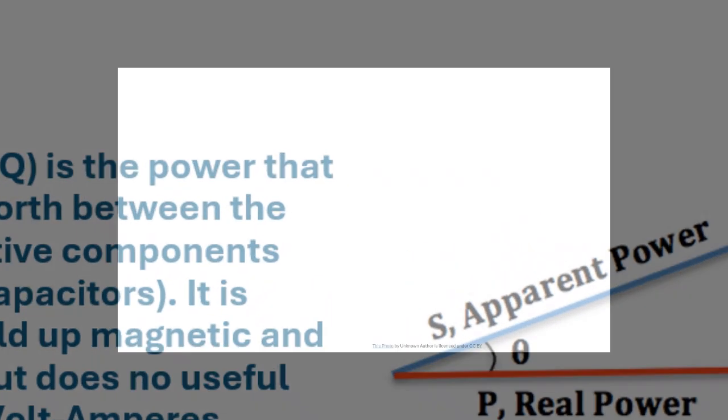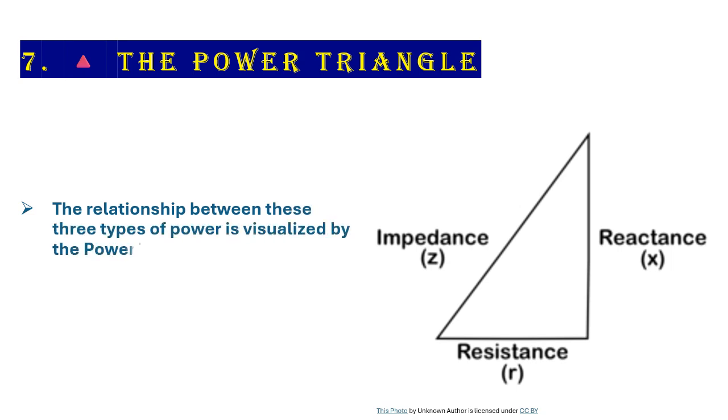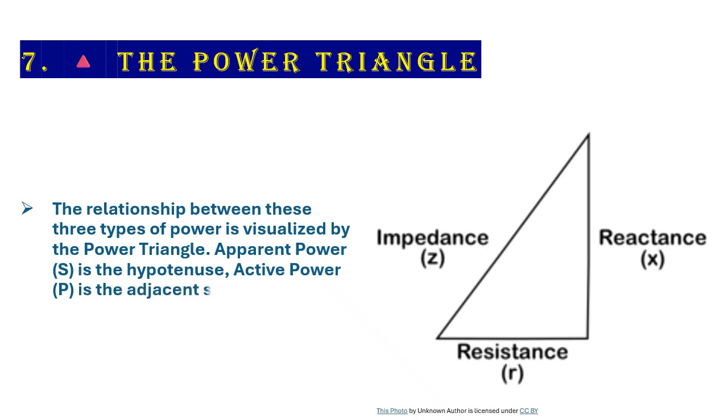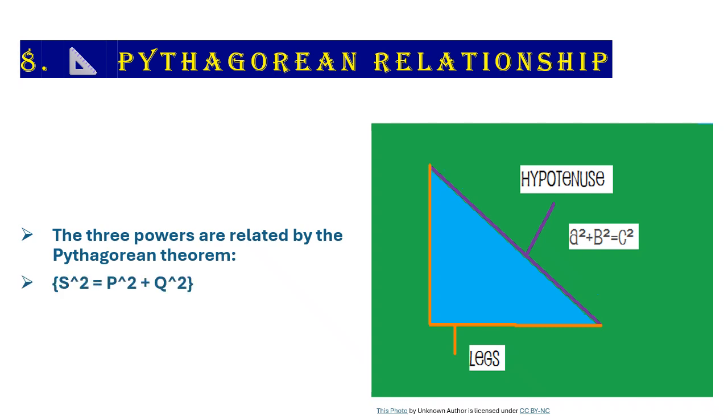7. The power triangle. The relationship between these three types of power is visualized by the power triangle. Apparent power, S, is the hypotenuse, active power, P, is the adjacent side, and reactive power, Q, is the opposite side. 8. Pythagorean relationship. The three powers are related by the Pythagorean theorem. S² = P² + Q².